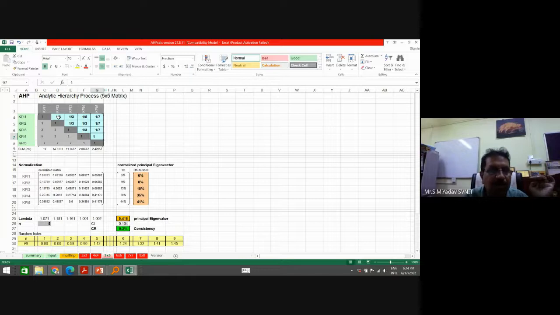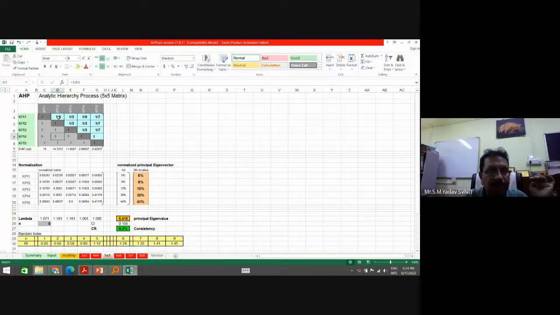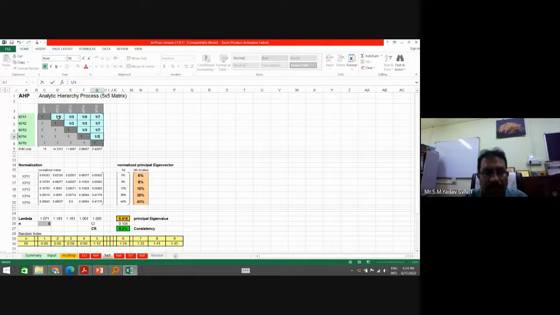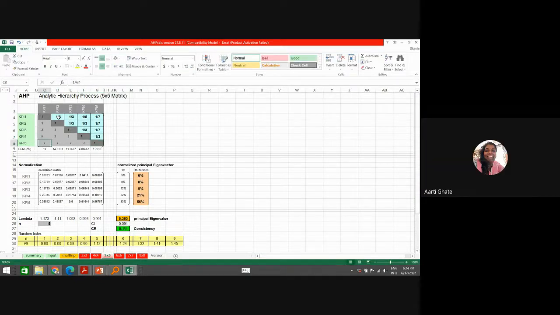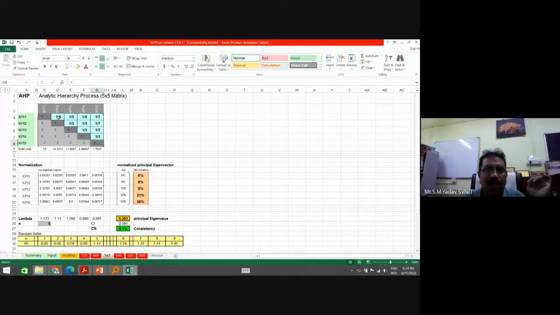Fourth row, first column 5, next is 3, next is 3, next is 1, and the last one is 1 by 3. Last row: 7, next is 7, next is 7, after that 3, then 1. Just check that you got the values.